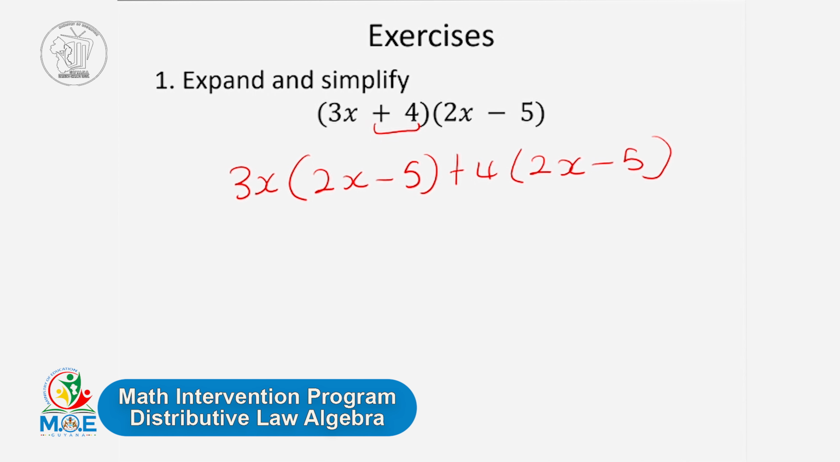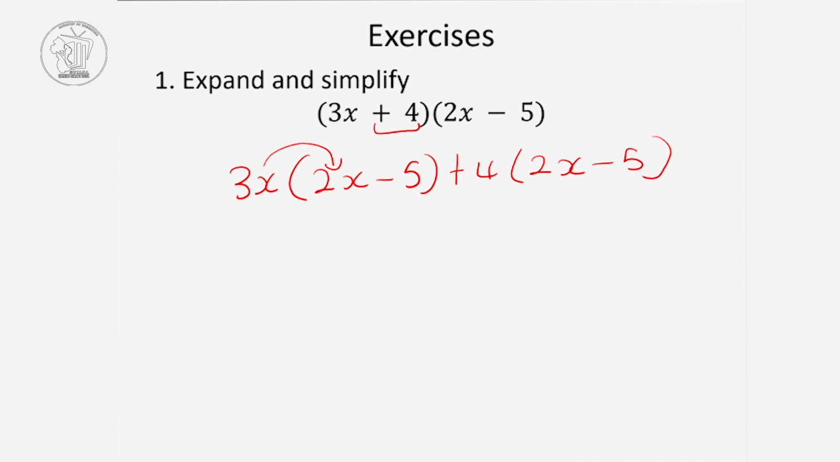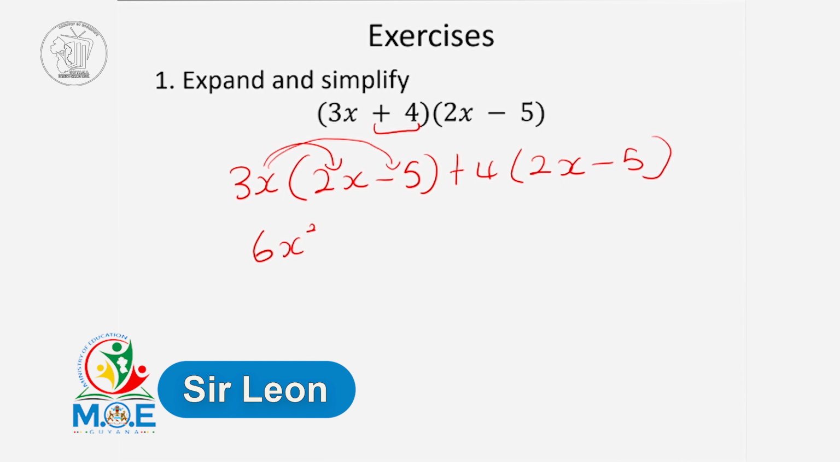And then we work out. So 3x times 2x would give me 3 times 2 is 6, x times x would give me x squared. And then 3x times negative 5 would give me, a positive times a negative would give me a negative. 3 times 5 would give me 15. And then we bring back the x.